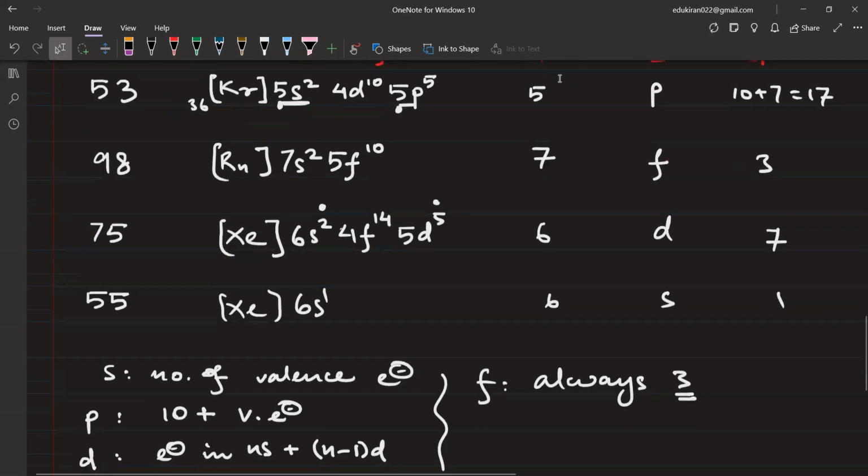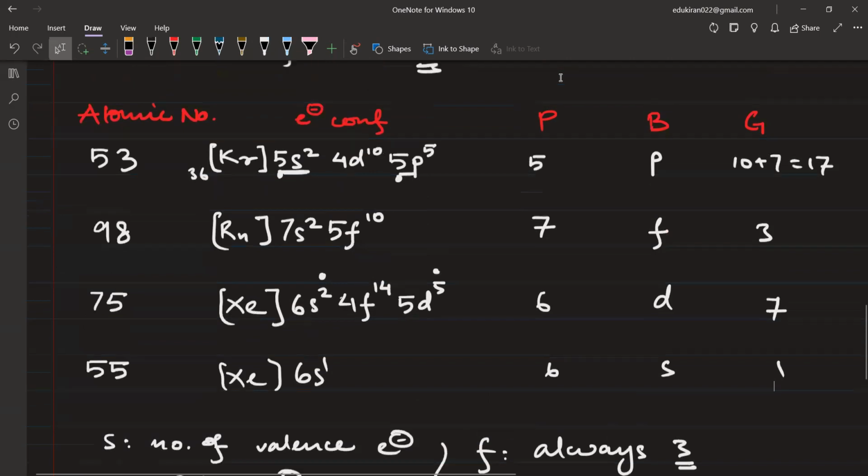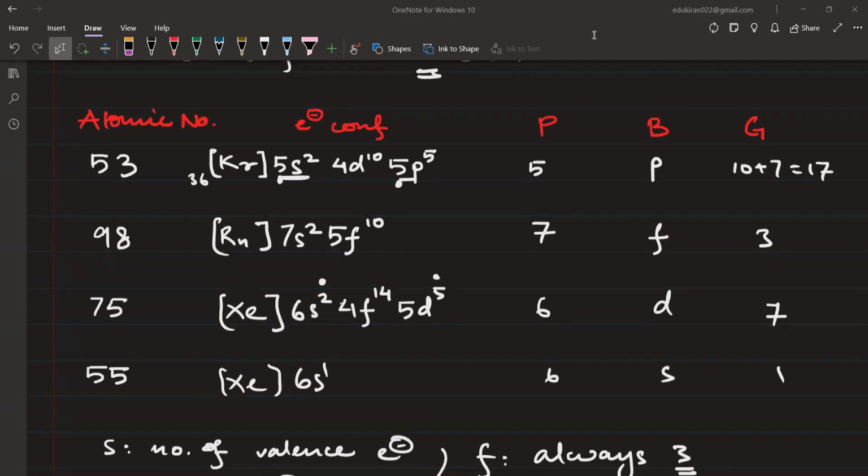Devangi, got this? How to get the group number and the block number? Yes, sir. Okay, how to identify the block? Tell me, Devangi. Where we have to look? Yes, Devangi. How do we identify the block? For the last valence electron, which block is it present in? For now, for you, it is block.